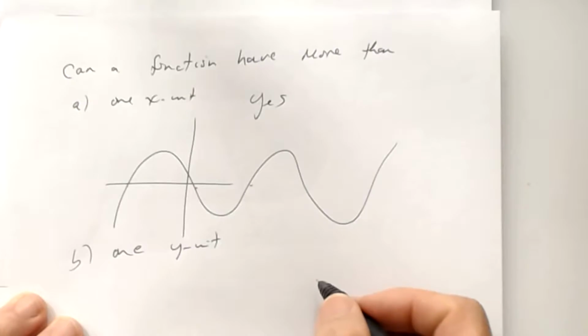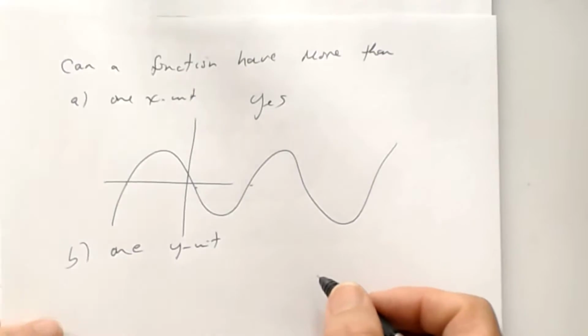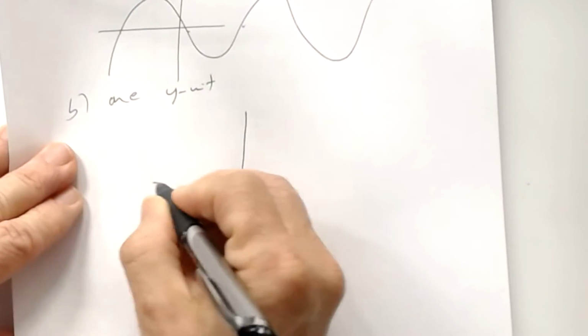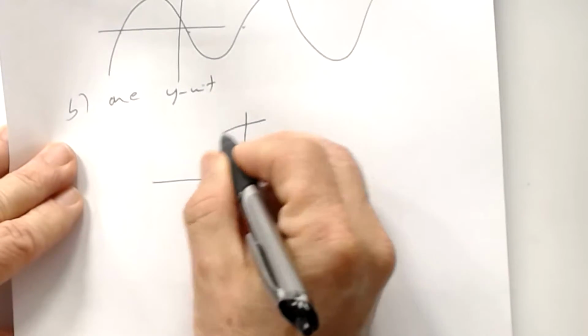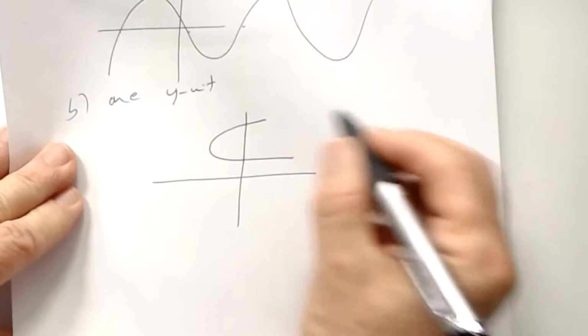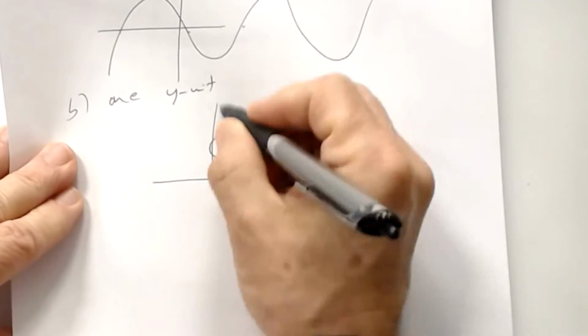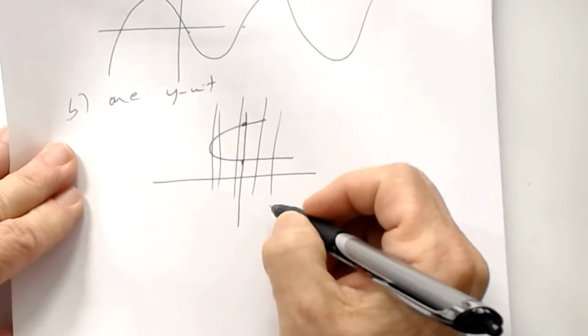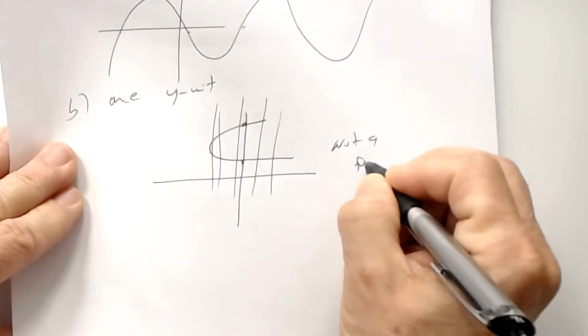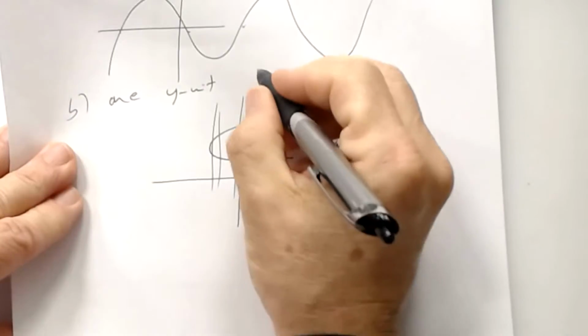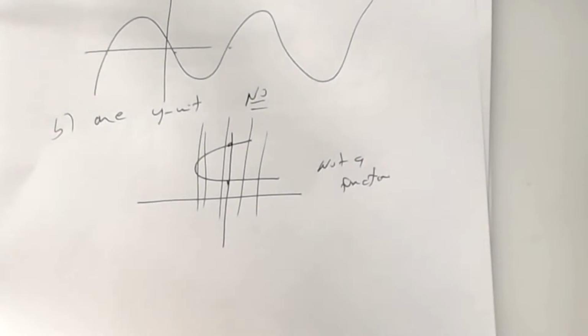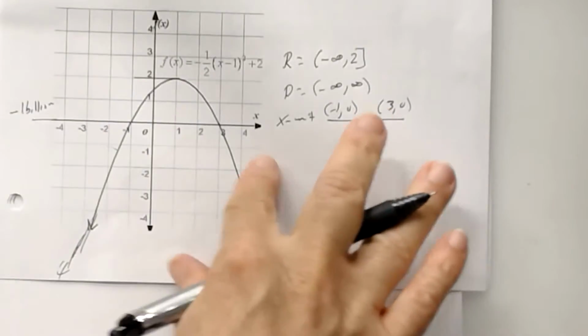Can it have more than one Y-intercept? No. A function cannot have more than one Y-intercept, because if you had a graph that had more than one Y-intercept, it would have to look like this, right? And it fails the vertical line test, so that's not a function. So can a function have more than one Y-intercept? No. It can only have how many Y-intercepts? 1.